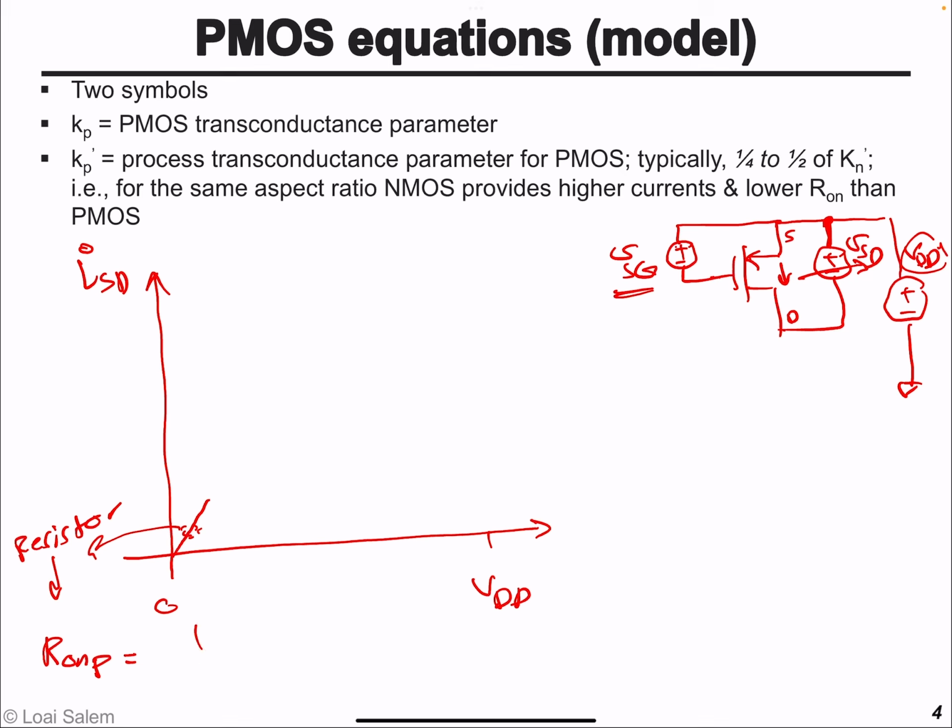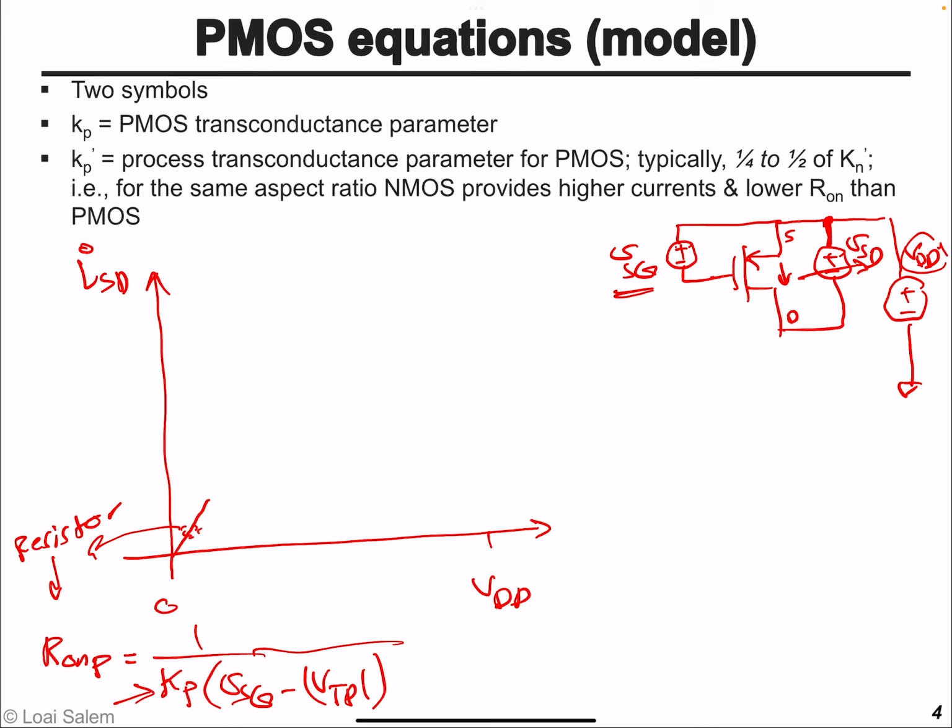That's equal to 1 over Kp multiplied by VSG minus the threshold voltage of the PMOS transistor. We will talk about what Kp is, but essentially it is the complementary value of the Kn. So essentially we have Kn, the NMOS transconductance parameter. Kp is going to be the PMOS transconductance parameter.